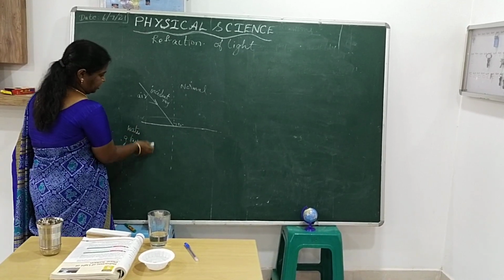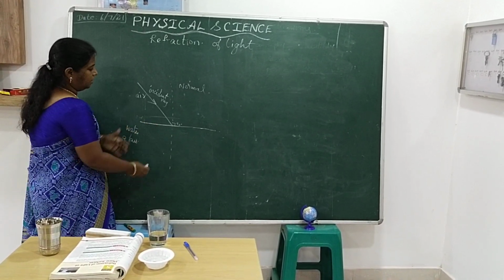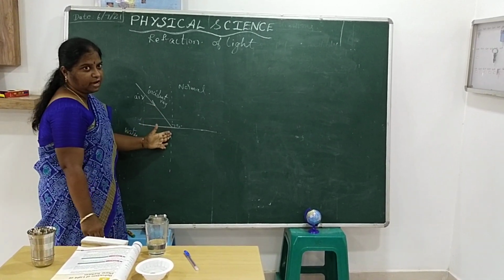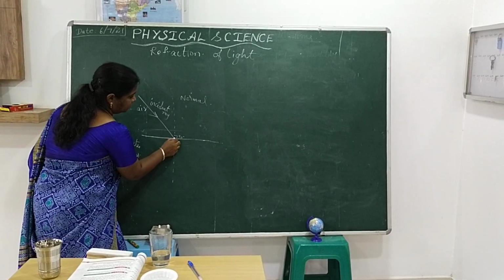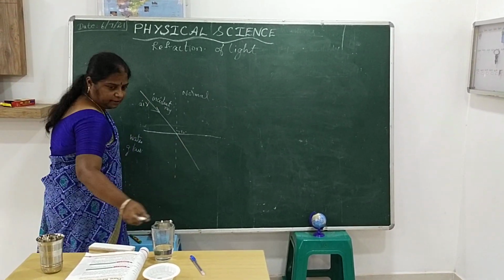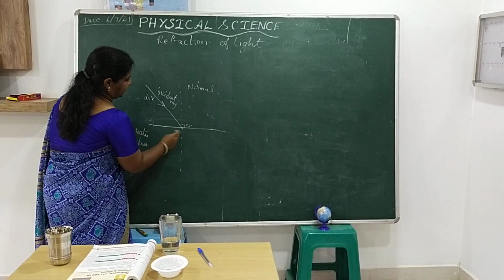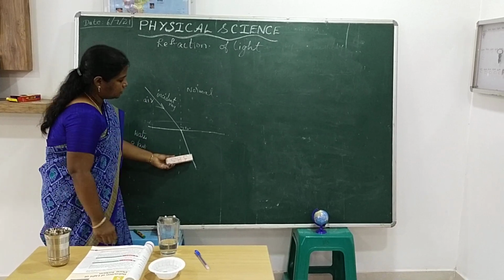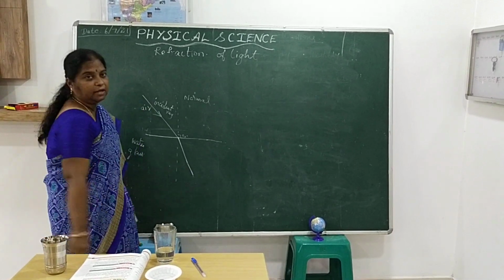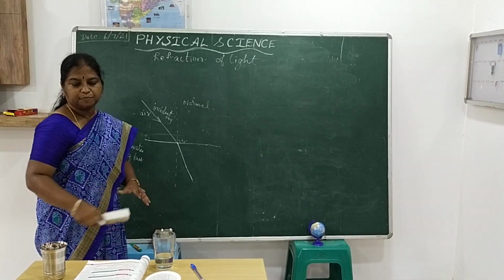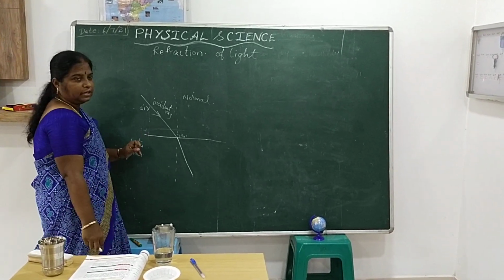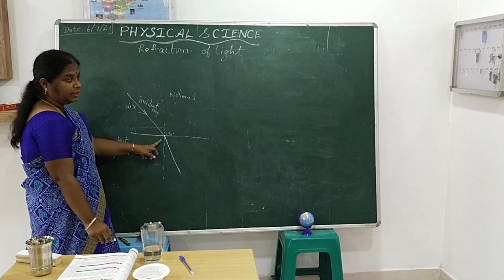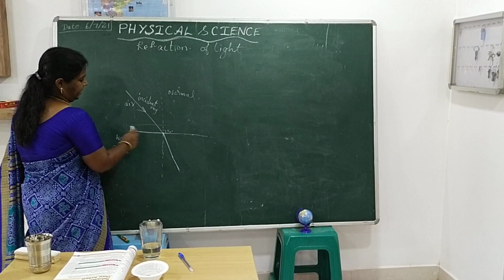Now if you consider this to be glass or water, how does the ray travel? It travels with a slight bend, not in a straight line. So we know that this bending is due to the refraction of light. Why is this bending? Already we have discussed why it is bending. Now let us see what causes the bending.